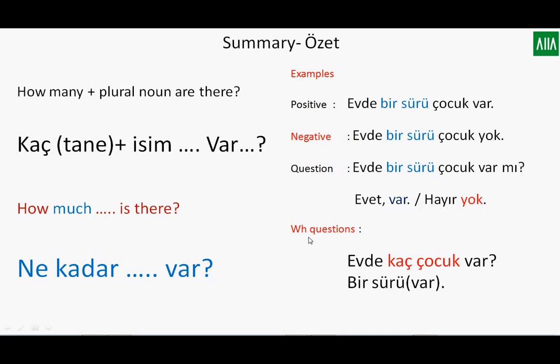So this is the WH questions. How many children are there in the house? Evde kaç çocuk var? You can say a lot, or you can say there are a lot of children in the house. Either way is okay in Turkish. So in Turkish we say bir sürü. We can keep it short here, or you can say bir sürü var. Alright, now this is the end of our lesson.